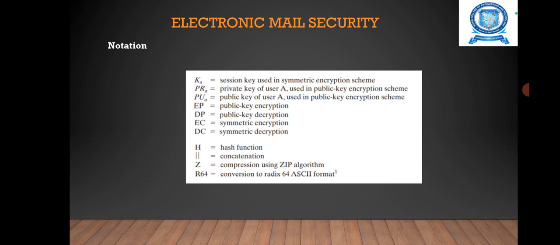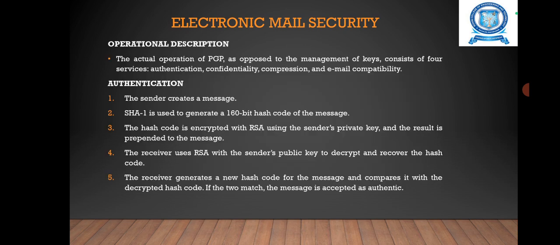K is the session key used in the symmetric encryption scheme. PR means private key for user A. PU means public key for user A. EP is public key encryption. DP is public key decryption. EC is symmetric encryption. DC is symmetric decryption. H represents the hash function. Double line represents concatenation. Z is compression using the ZIP algorithm. R64 is conversion to Radix 64. Next, we are going to see the operational description.